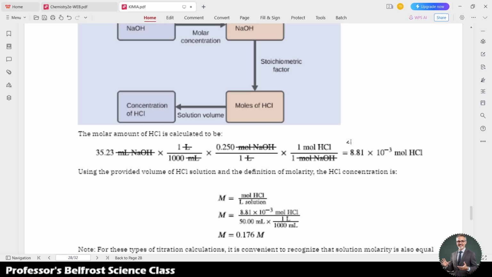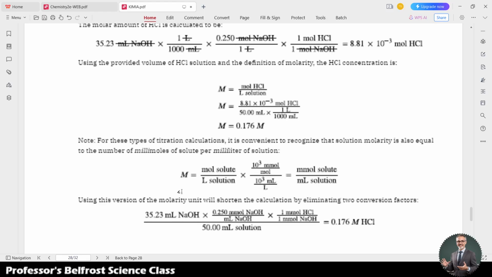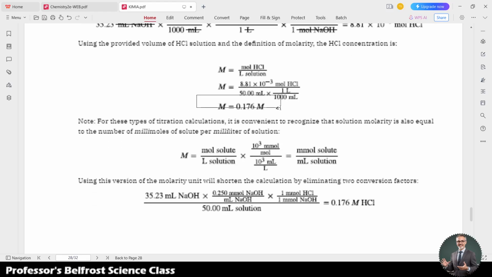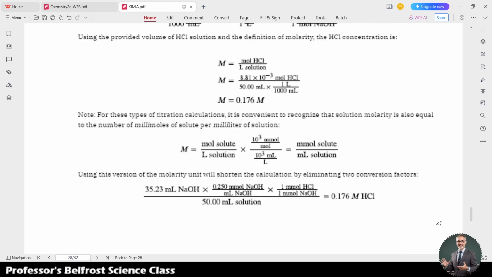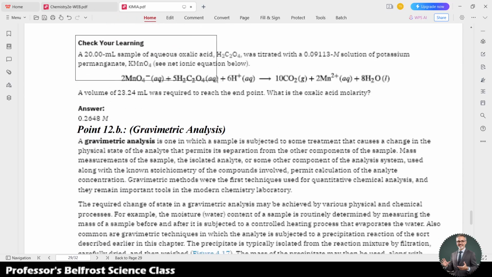This is the conversion. Then we can find the molarity by dividing moles by the volume, and it gives us this. So you can find it directly by using this. To check your understanding, I want you to solve this.